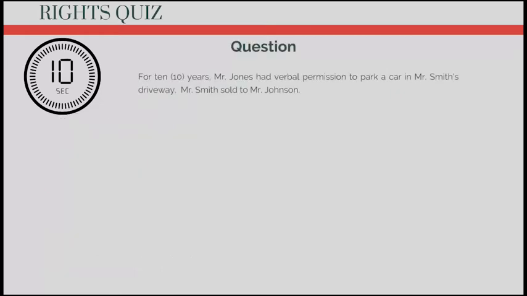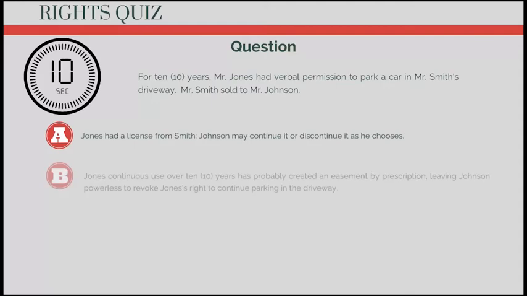For 10 years, Mr. Jones had verbal permission to park a car in Mrs. Smith's driveway. Mrs. Smith sold to Mr. Johnson. A, Jones had a license from Smith. Johnson may continue it or discontinue it as he chooses. B, Jones's continuous use over 10 years has probably created an easement by prescription, leaving Johnson powerless to revoke Jones's right to continue parking in the driveway.